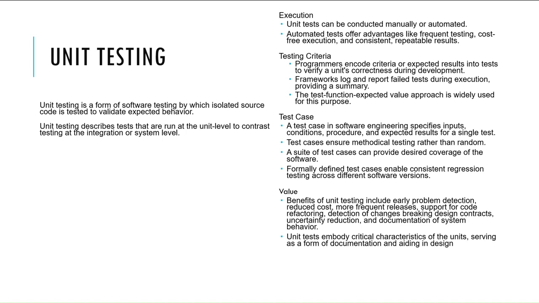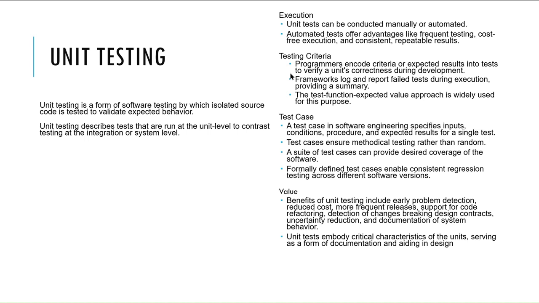Unit testing. Unit testing is a form of software testing by which isolated source code is tested to validate expected behavior. Unit testing describes tests that are run at the unit level to contrast testing at the integration or system level. Execution. Unit tests can be conducted manually or automated. Automated tests offer advantages like frequent testing, cost-free execution, and consistent, repeatable results.